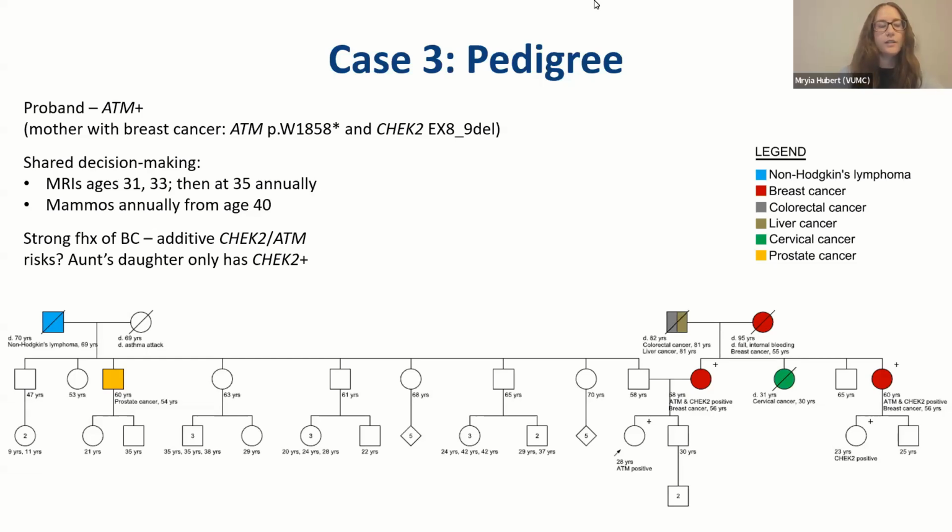So she then went to meet with TUA, and through shared decision making, decided on MRIs at ages 31 and 33. She's 28 now, and then annually at 35, and then mammograms annually from age 40. We noticed this strong family history of breast cancer on her maternal side. Her maternal grandmother also had breast cancer, but did not have any genetic testing before she passed away.